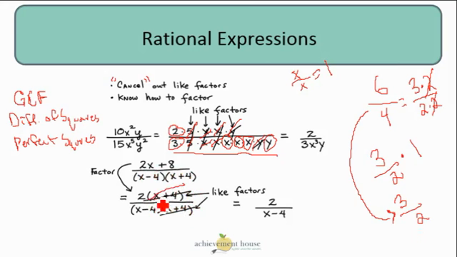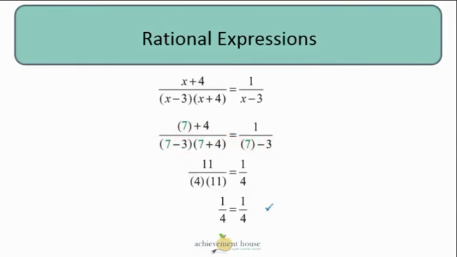I'm going to divide x plus 4 by x plus 4 and get 1. That leaves me with 2 over x minus 4. And so therefore I just simplified the rational expression 2x plus 8 divided by x minus 4 times x plus 4, and my answer was 2 divided by x minus 4.